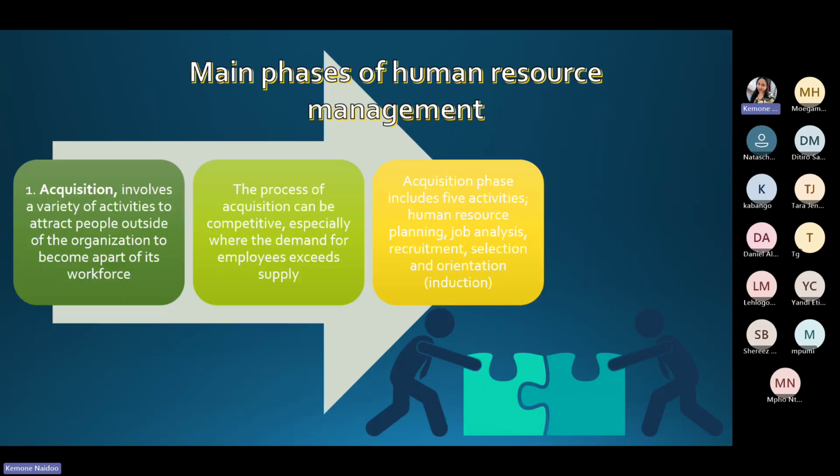So we have 3 phases of human resource management. The first phase being acquisition. This involves attracting people from the labor market to our company. So acquisition involves the hiring of people. Okay, another word for that is recruitment. It looks at selection and it also looks at introducing those people to the organization.